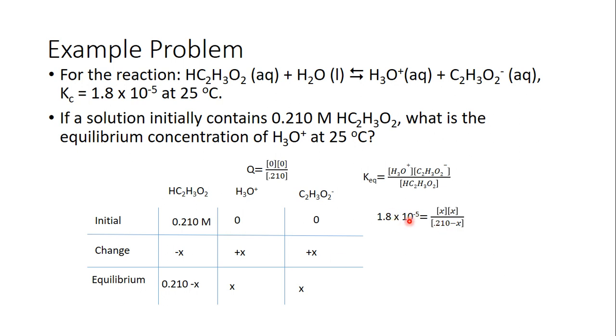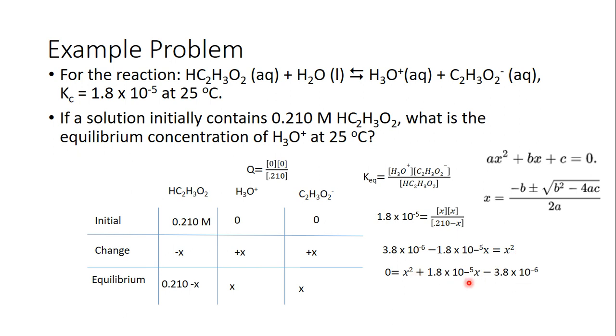We get 1.8 times 10 to the minus 5, that's what we're given for Kc, equals X times X, so X squared, divided by 0.210 minus X. And what I did in the next step is I just multiplied each side by 0.210 minus X. Then I distributed this 1.8 times 10 to the minus 5 to each term. And I should get 3.8 times 10 to the minus 6 minus 1.8 times 10 to the minus 5 X equals X squared. Now I'm going to bring my left side of the equation over to my right side.